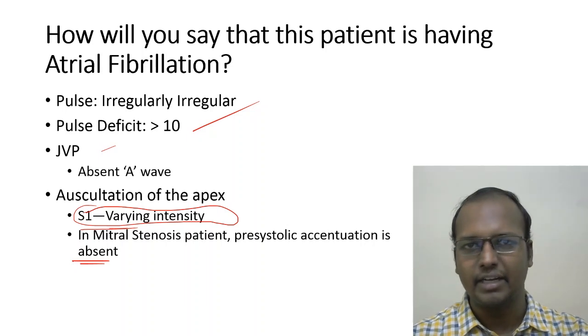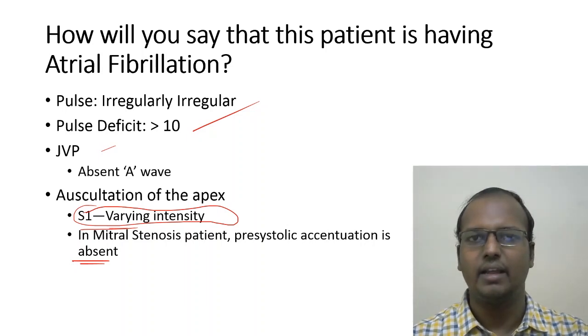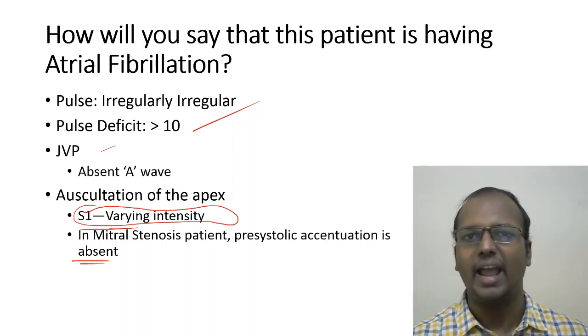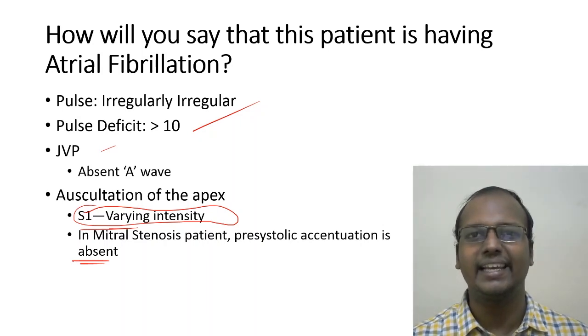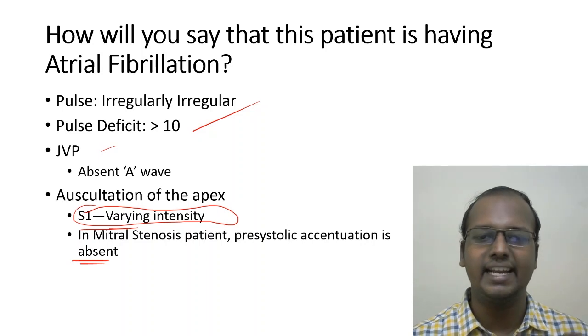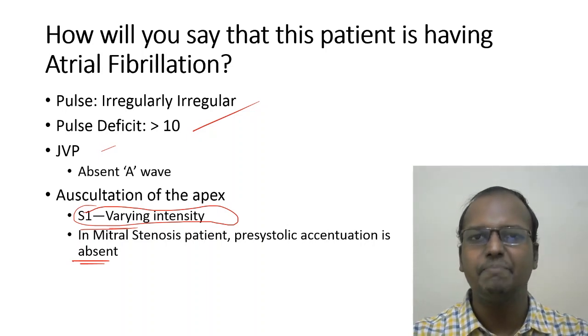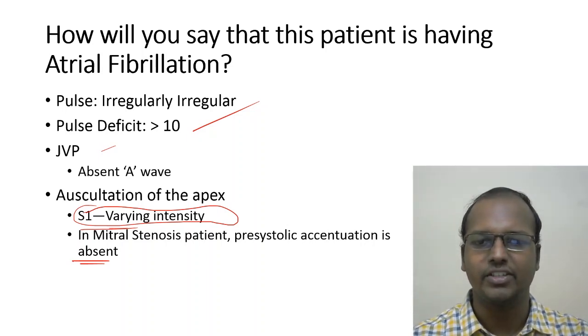We remember that in mitral stenosis there will be a loud S1, and then after the S2 there will be an opening snap, a mid-diastolic murmur with the presystolic accentuation, which is contributed by atrial contraction. Atrial contraction, the brisk atrial kick, is also called the atrial kick, which will be impaired in a patient with atrial fibrillation.